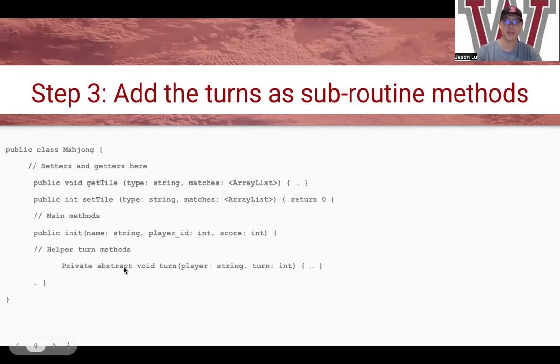You also want it abstract because you want to abstract away the details from the players. So it's like a real Mahjong game. You don't want, oh hey, here's your tile, or hey, here's your tile. You want to be able to avoid looking at people's tiles. So that's why we use a private method in Java for that reason. And it returns void, of course. You don't want any return, nobody seeing your results. So you have player string and turn int.